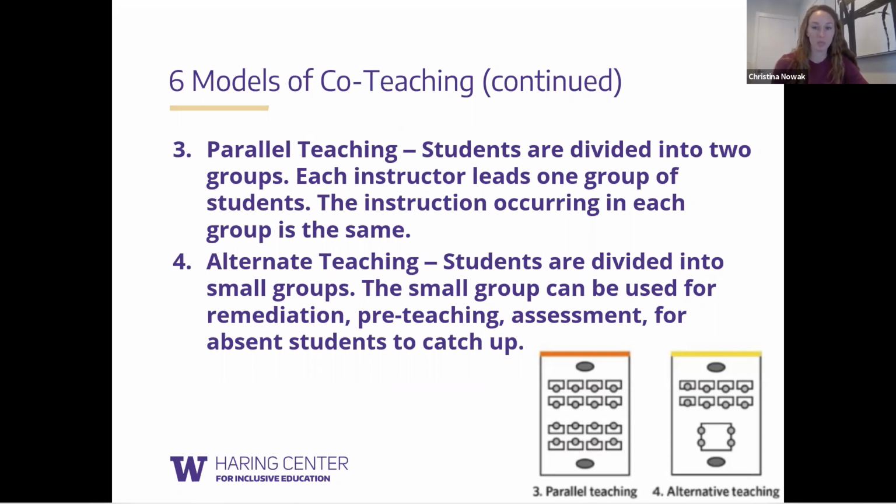The fourth co-teaching model is called alternative teaching. In the alternative teaching model, students are again divided into small groups. One teacher leads a lesson or activity while the other teacher works with the small group. This co-teaching model is particularly helpful to provide opportunities for remediation, pre-teaching, assessment, and it provides a way to help students catch up who have been absent.